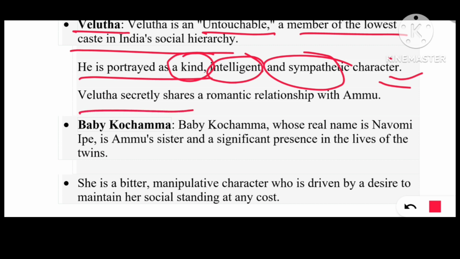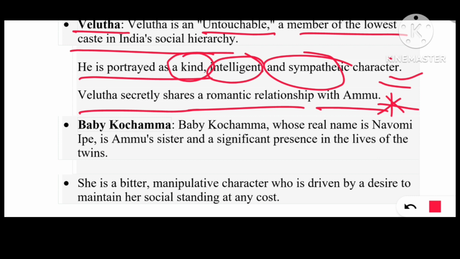Velutha secretly shares a romantic relationship with Ammu. Now, see, there is another pair which is being created, and that is between Velutha and Ammu. Okay, keep in mind there are different characters. One is Rahel, Estha, then comes Velutha, alright, and few more I will let you know.